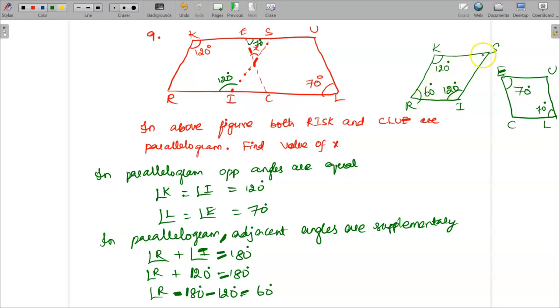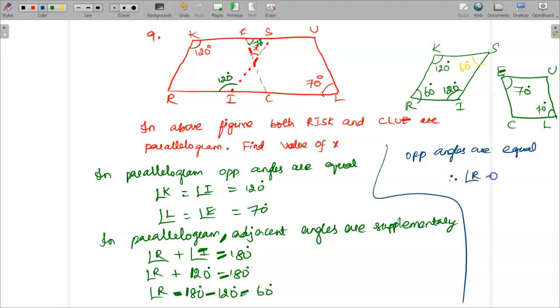Similarly opposite angles are equal, so definitely this angle is also 60 degrees. Okay, so again I know that opposite angles are equal in a parallelogram, therefore angle R is equal to angle S, which is equal to 60 degrees. So already here I have determined that R is equal to 60. Using that I can determine that opposite angle S is also 60. So in the figure I can mention that this value is also 60 degrees.